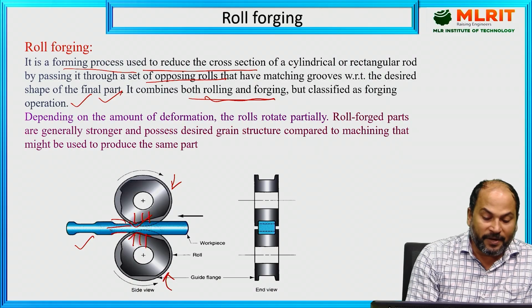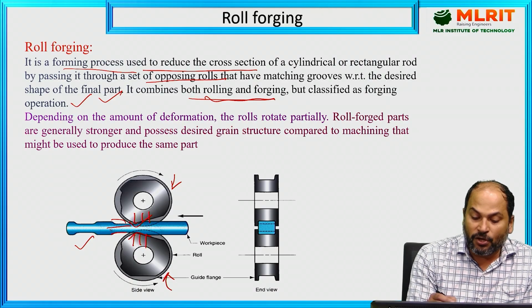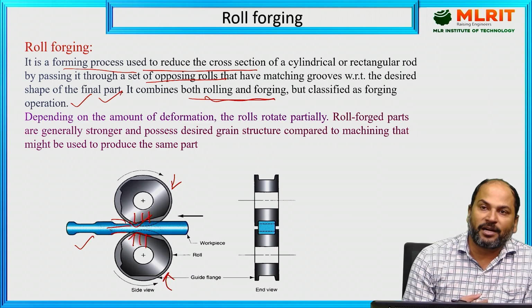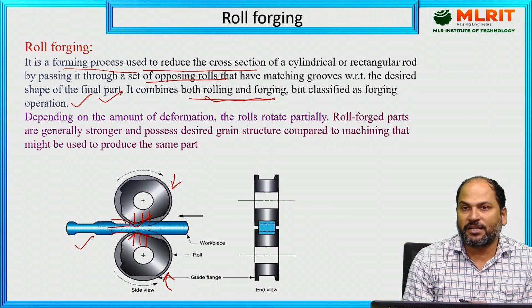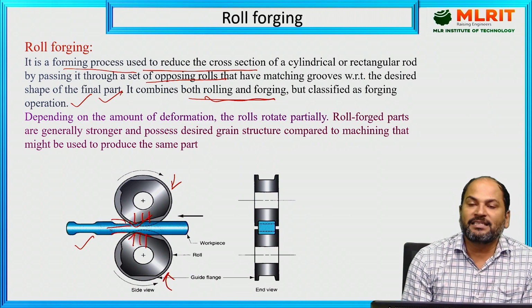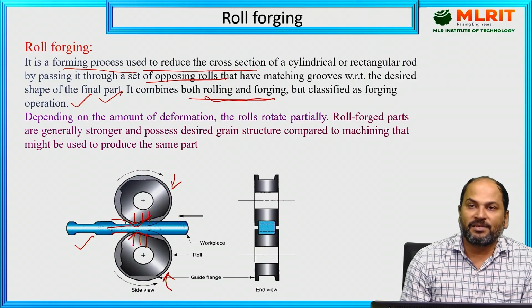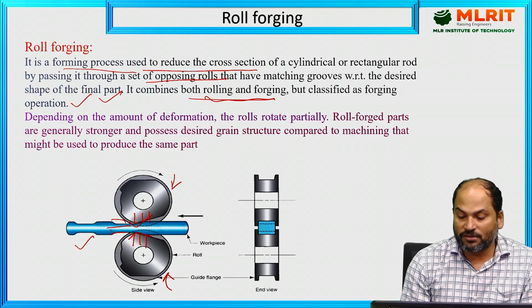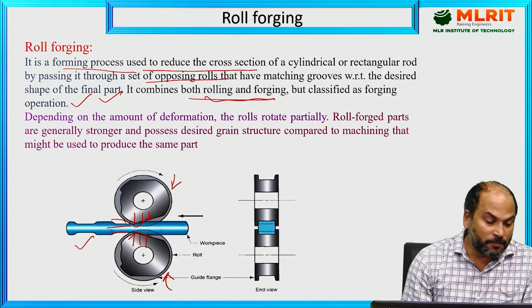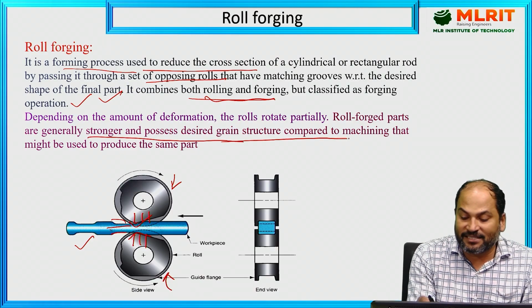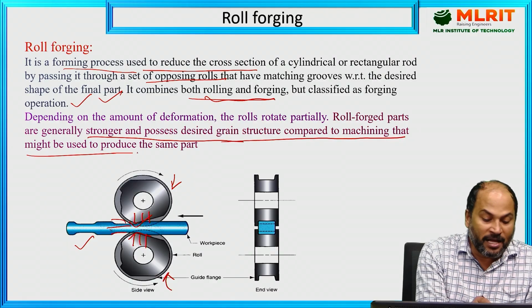Okay, depending upon the amount of deformation, the roll rotates partially. Yeah, how much force will be required to deform depends on the nature of the material, and obviously on the initial thickness or initial dimension of the specimen; it will be decided at what speed the rollers are going to rotate. Roll forged parts are generally stronger and possess a desired grain structure compared to what machining might give.